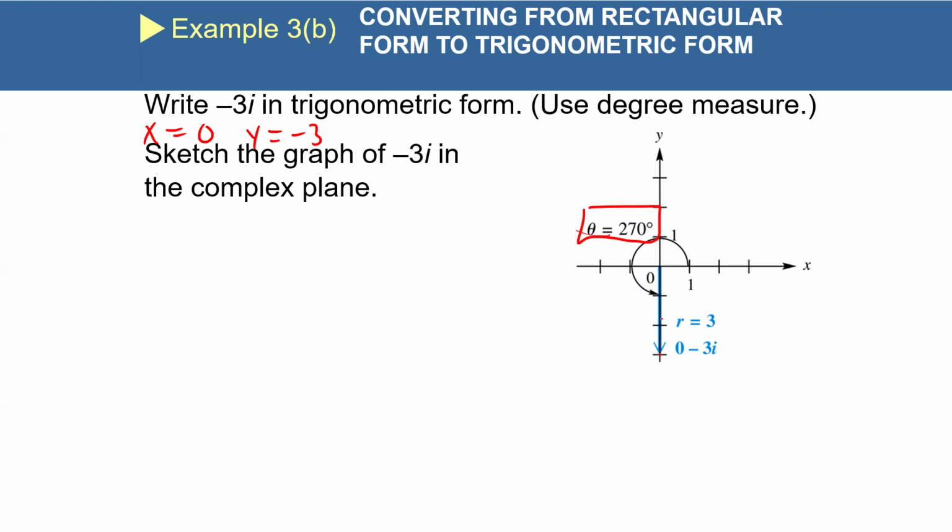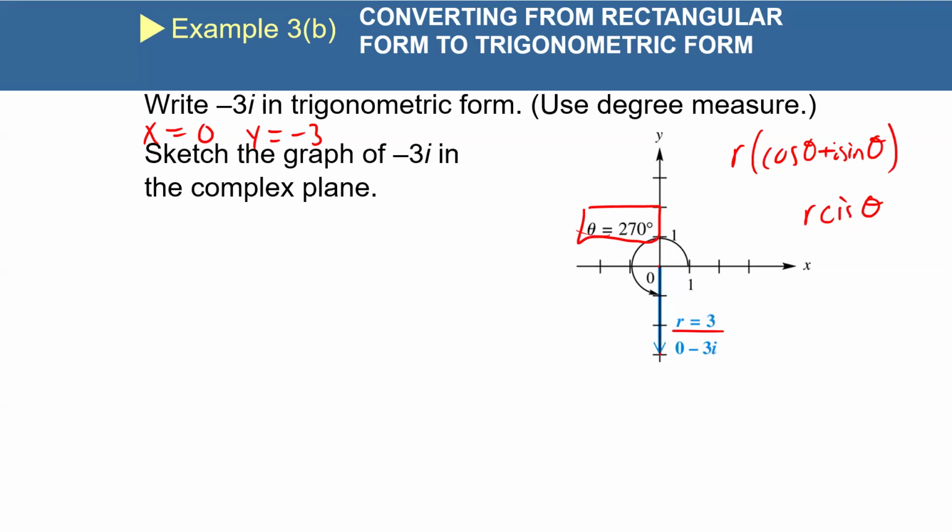And so what is theta right here? 270, right? So we have our theta. And logically, your radius is your distance from the origin. What is our distance from the origin? 3. So we have our r, we have our theta. Can I write my form? Yes, because all I need is r, parentheses, cosine theta plus i sine theta. Or you have your r cis theta, which stands for cosine i sine.